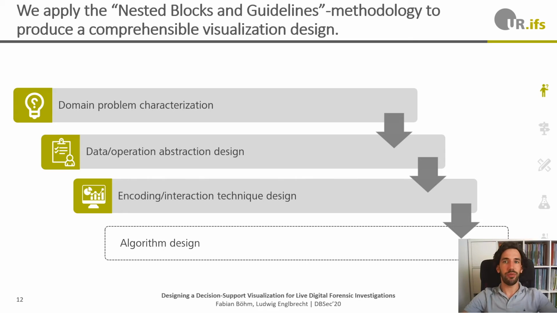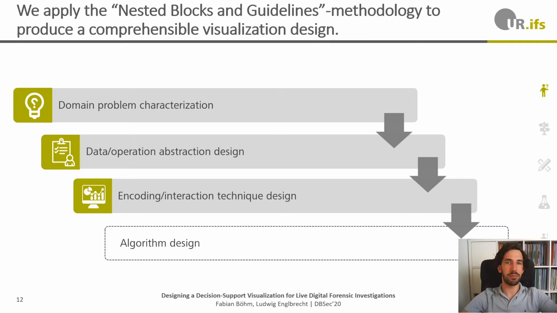Our work mainly follows the nested blocks and guidelines methodology to ensure the reproducibility of a visual design. This methodology consists of four main layers, where each layer is instantiated by more fine granular building blocks and relationships, so-called guidelines between those building blocks. So this is an overview of the methodology, which can get quite complex.